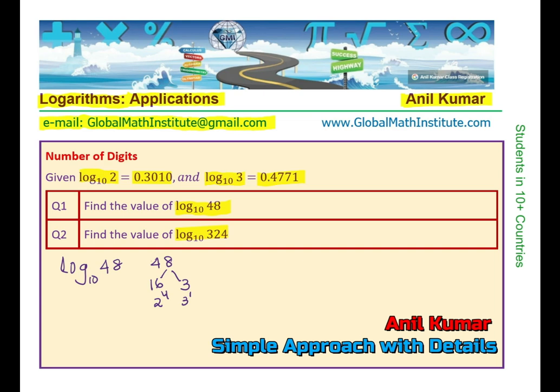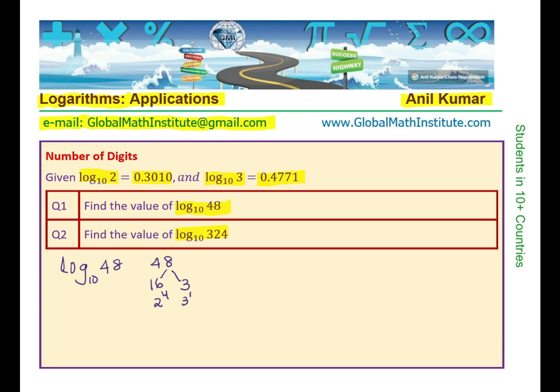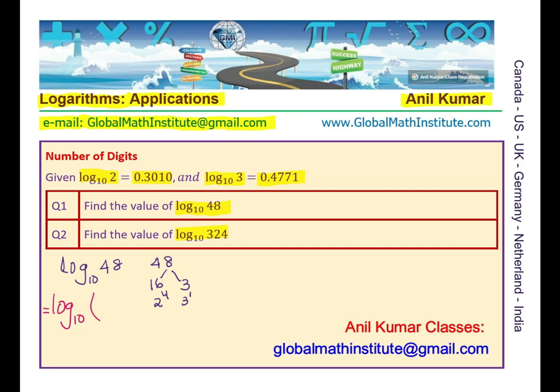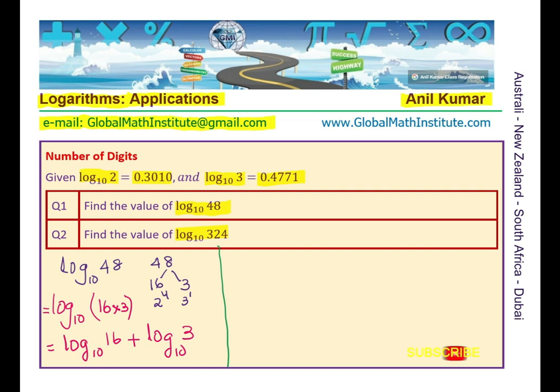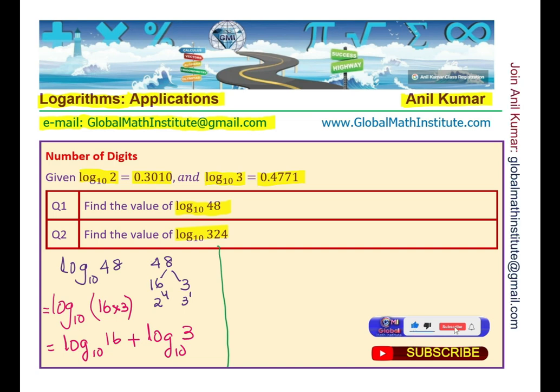So once you know this, you can always write down the given expression as log to the base 10 of these two numbers, right? So instead of 48, we are going to write 16 times 3, which is we can write log to the base 10 of 16 plus log to the base 10 of 3. So at this stage, we have applied the logarithmic rule. So when we have a product, then it splits into the sum as shown here, which you are very familiar with. So now let's continue from here.